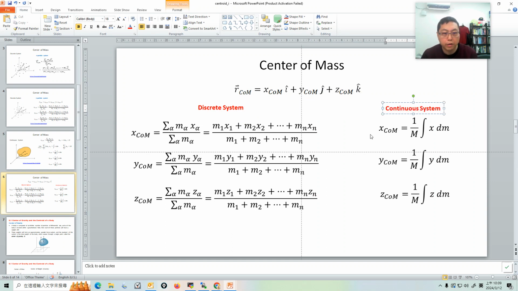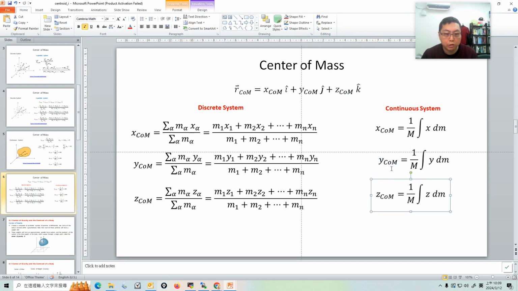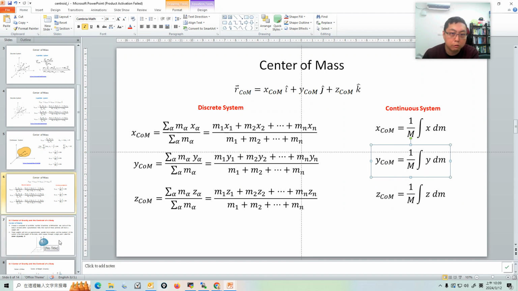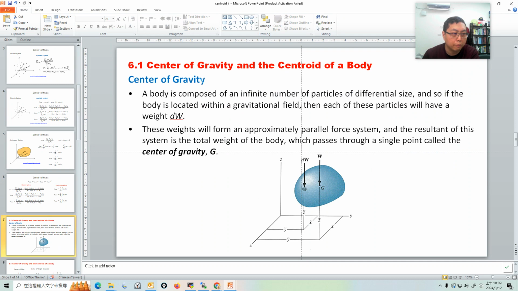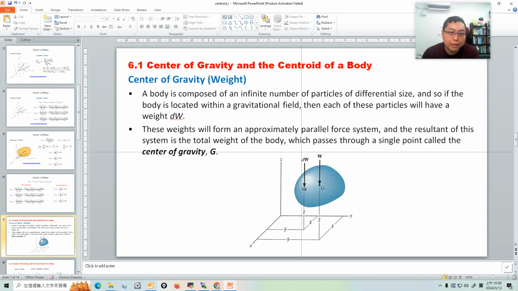Okay, this is the formula for center of mass for the discrete system and the continuous system. We'll start with the continuous system formula, and then we're going to introduce the center of gravity. So what's the center of gravity? Actually, I think the more proper name is center of weight. The center of gravity or center of weight is very similar to center of mass.